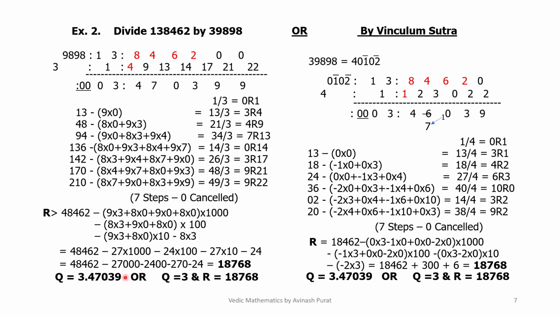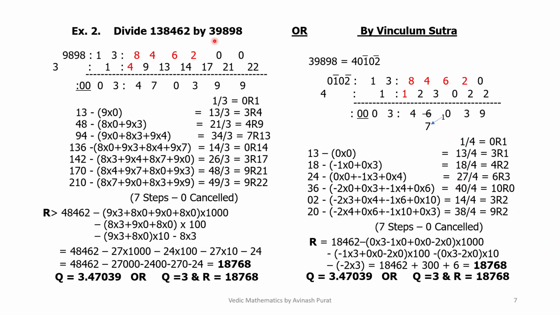18768. Now quotient is 3.470399, or quotient is 3 and remainder is 18768. In this working there is no cancellation. All 7 steps were done, completed without any cancellation. So Vinculum Sutra we need not use, but for academic interest we check the working with Vinculum Sutra.